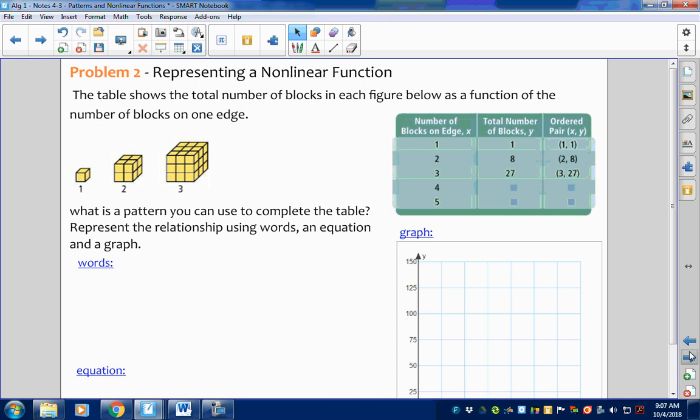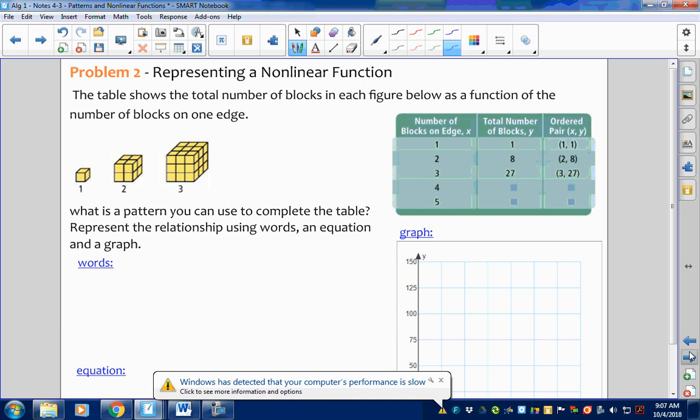So if area gives us an equation with an x squared in it, then volume would give us an equation with an x cubed, is what we call it. Good. So here's how this works. It says the table shows the total number of blocks in each figure below as a function of the number of blocks on one edge. So it says number of blocks on an edge is 4.